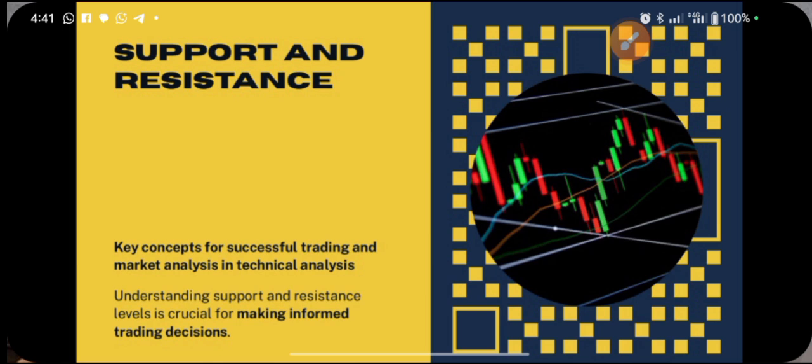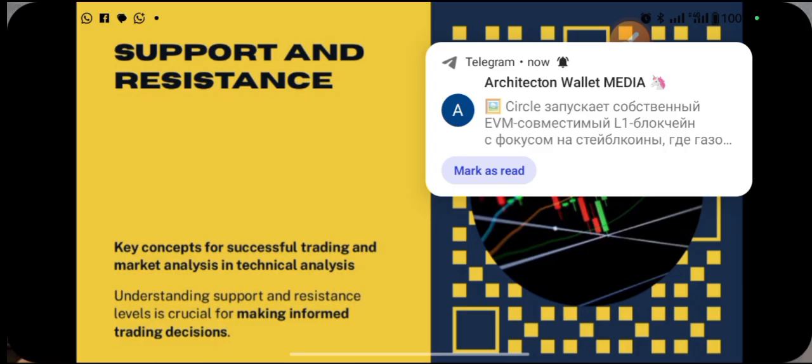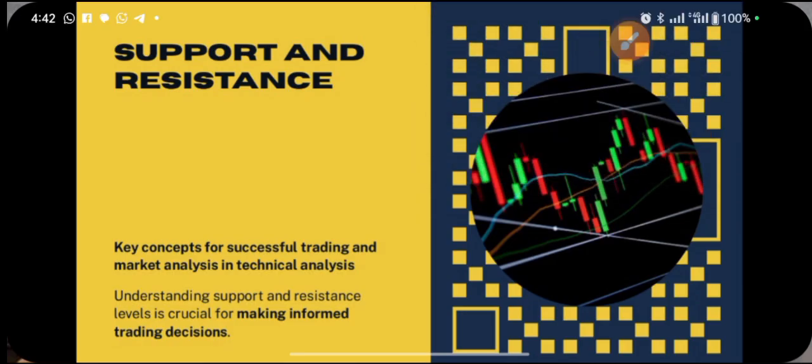So this is the key concept for successful trading, market analysis and technical analysis. Support and resistance is the key concept. You understand? So you need to identify support and resistance. It is very important. Understanding support and resistance levels is crucial for making informed trading decisions. If you want to make good trades, you must be able to identify support and resistance, because price respects these two places in the market, support and resistance. So let's proceed.